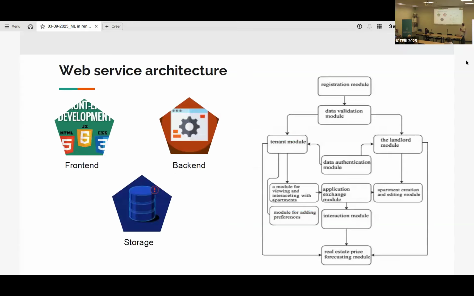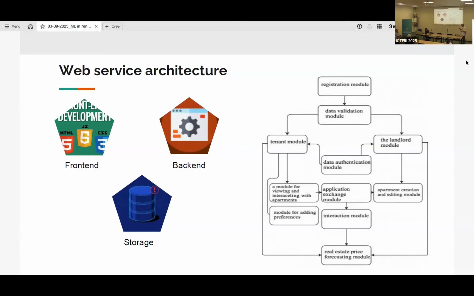Our next step is a consideration of our web service architecture. Our developed web service consists of the following main components: front-end, back-end, and storage. Front-end includes a form for entering apartment characteristics, for example, area, rooms, floors, etc. The second displays the predicted rental price and compares the prediction with current listings. Back-end has the trained linear regression module, processes user input data and performs predictions, and processes HTTP requests and verifies data.